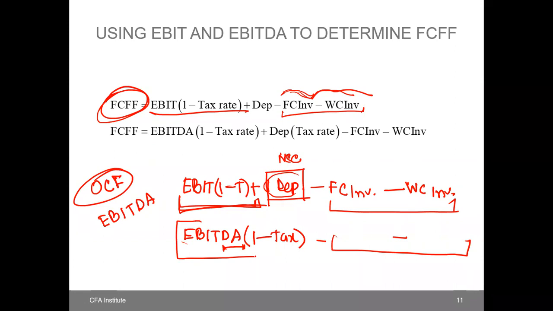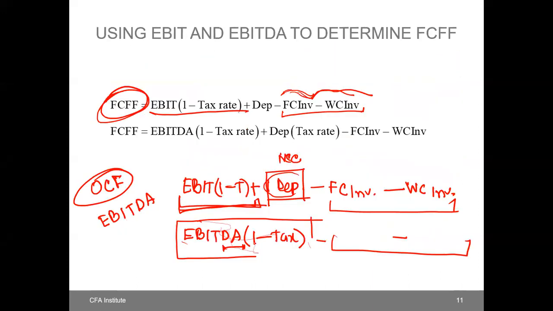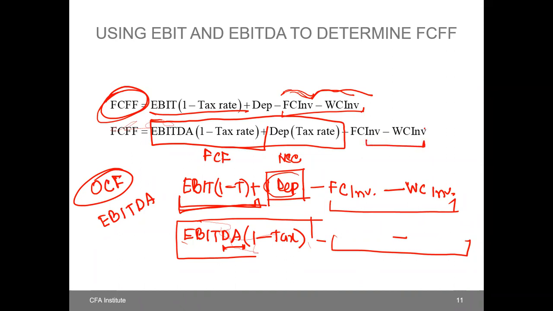What's the reason? If I take this portion as the operating cash flow, as the free cash flow, what will be wrong? The wrong will be that I have not adjusted for investment in fixed capital and investment in working capital.